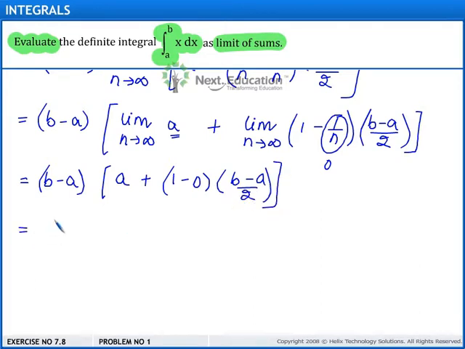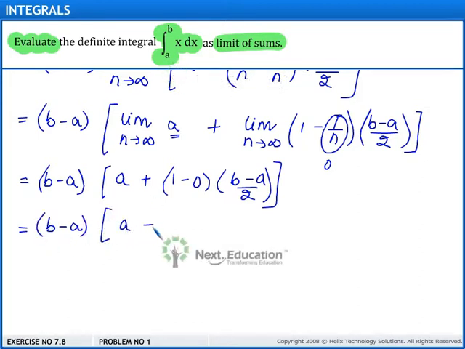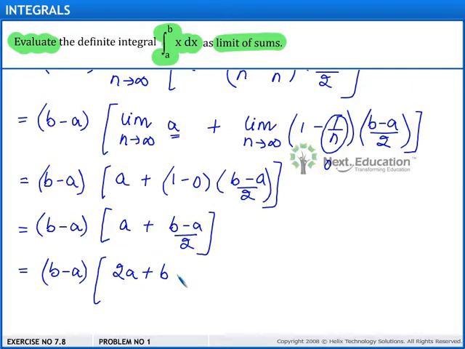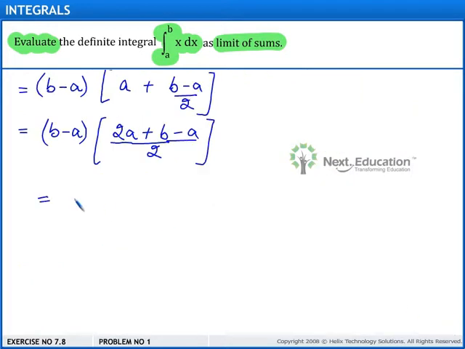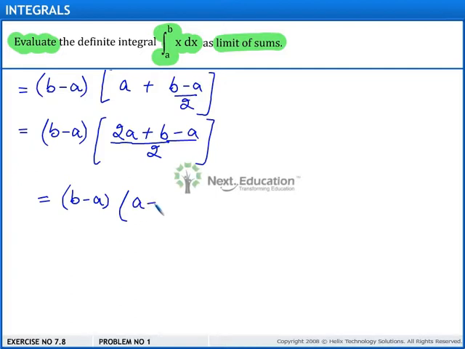and this is equal to (b minus a) into a plus (b minus a) upon 2. This is equal to (b minus a) into (2a plus b minus a) upon 2. This we get on taking LCM. And this is further equal to (b minus a) into, here we get, (a plus b) divided by 2.